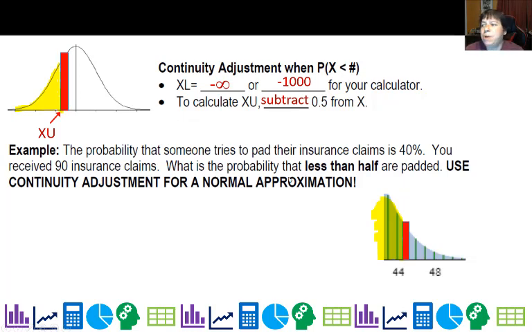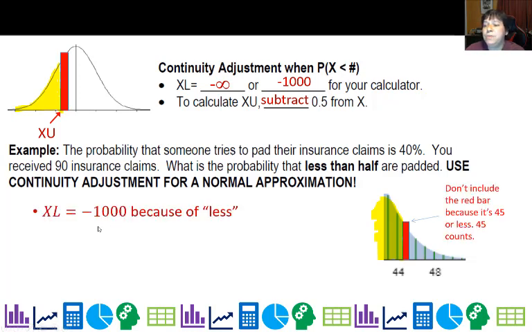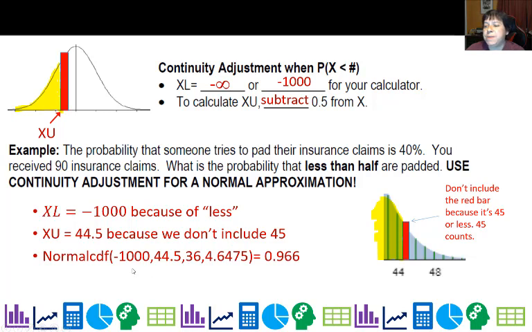An example of that problem is if I ask, what is the probability that less than half are padded? Well, less than half means I don't want to include 45, all right? So first of all, x lower is negative 1,000 because we're going all the way to the left, and that's pretty far away. X upper is 44.5 because we don't include 45. So we'll just do normal CDF of negative 1,000 to 44.5, and there's our mean and our standard deviation, and we get 0.966.